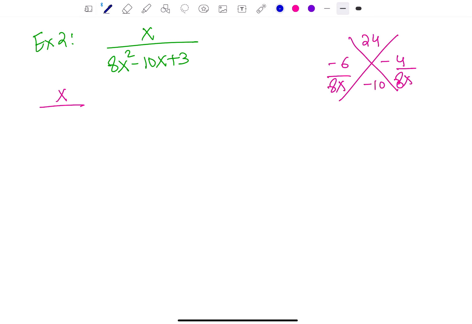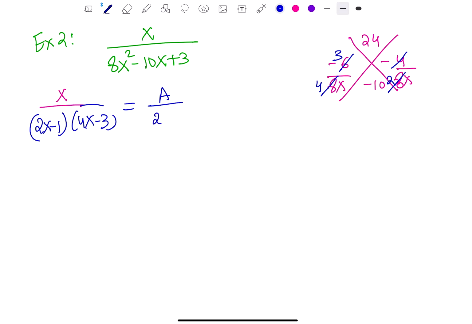Divide both of them by 8x and 8x, and it simplifies to 2x minus 1. Doesn't matter which product you write first, multiplication is commutative. And if we simplify here, divide both by 2, 4x minus 3 is my other factor.